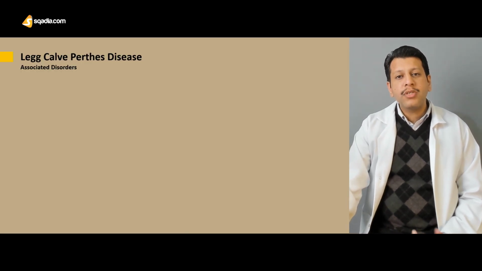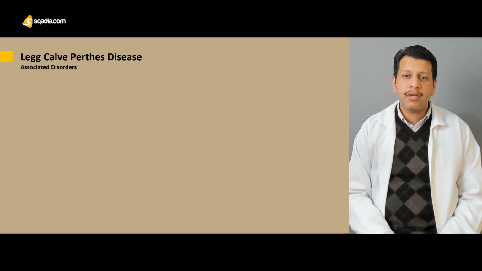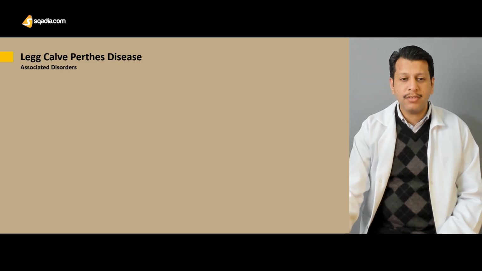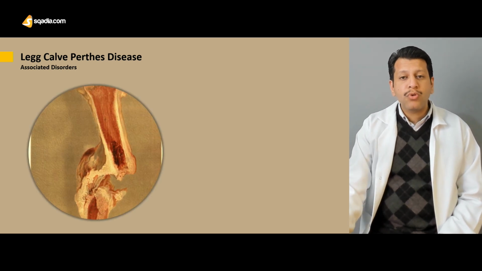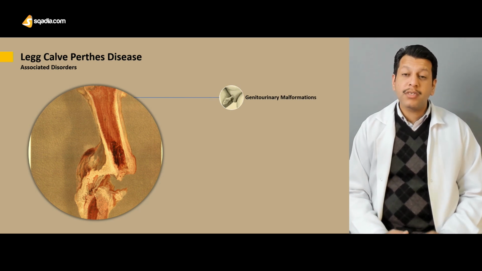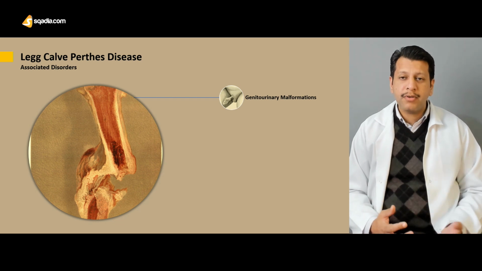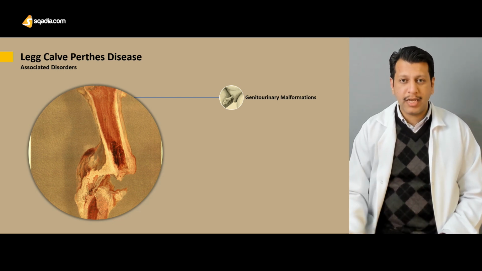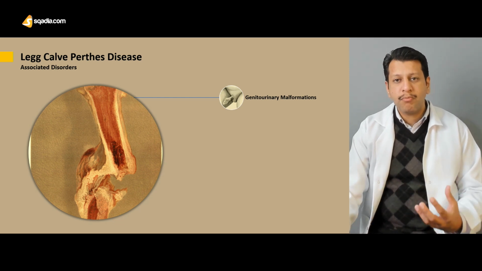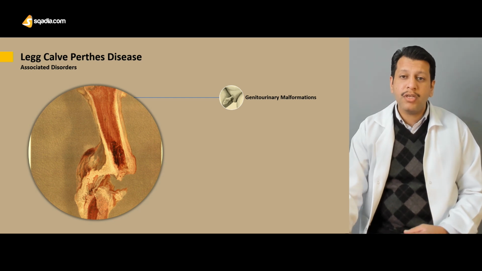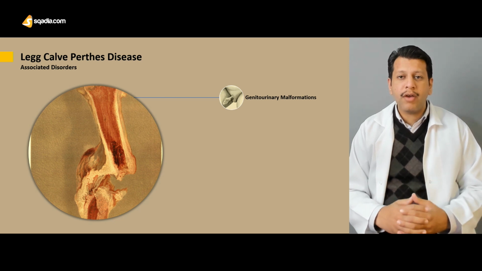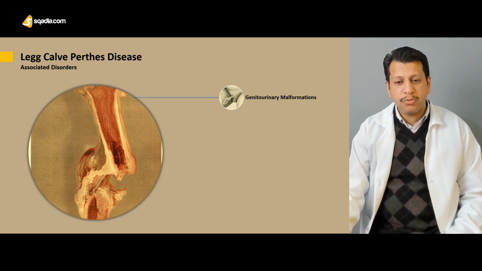Now, there are certain associated disorders which may be present in patients of LCPD, or Legg Calve Perthes disease. For example, the most commonly associated disorders could be genitourinary malformations. This could be present at the time of birth, or they may develop over time, like hypospadias. There is usually a genetic predisposition to malformations in these areas, which may also predispose a patient to having a problem with the femoral head as well.